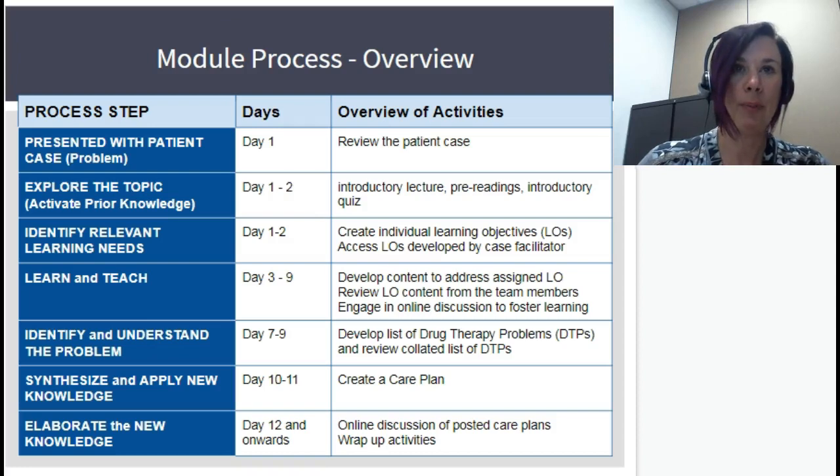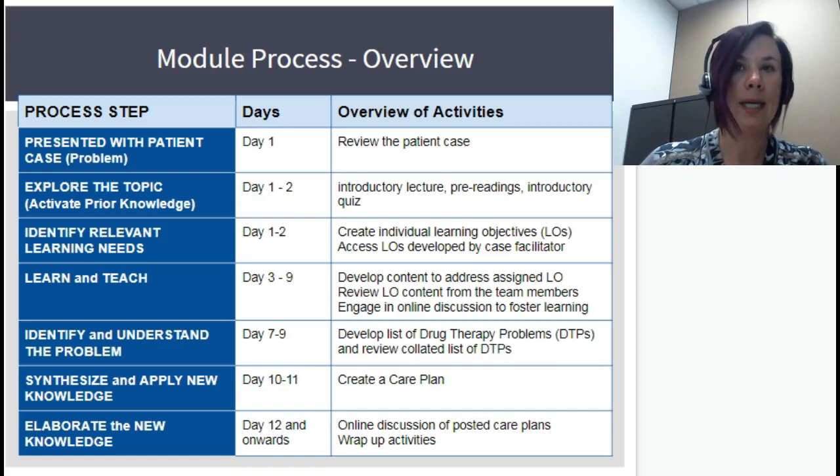Students will first review the patient case posted by the case facilitator. To explore the topic and activate prior knowledge, the student will review the introductory lecture, read the recommended pre-case readings, and complete a quiz. Generally, this is done within the first 2 days of the topic or module. Then the student will create their own individual learning objectives as described in the second orientation video. After submitting your own LOs, the case facilitator will make his or her list of LOs available.